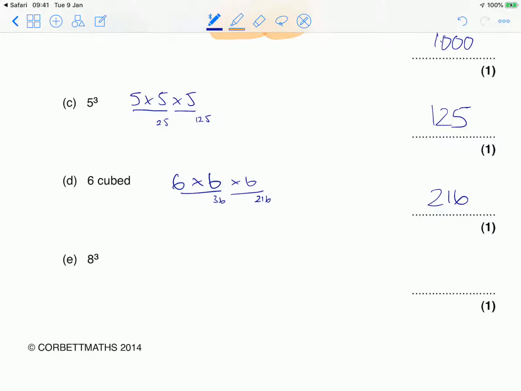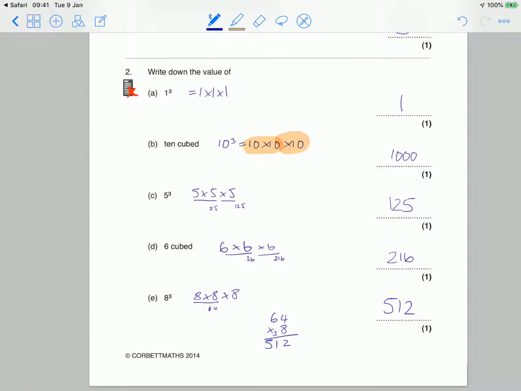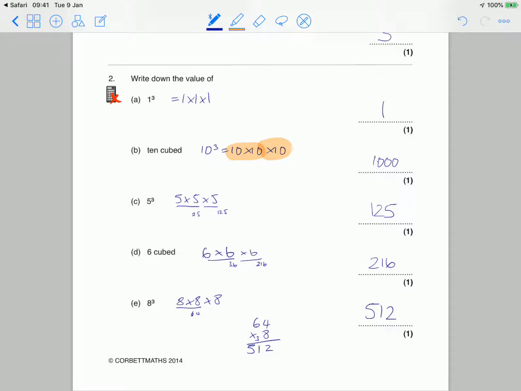And 8 cubed, so 8 by 8 by 8 again. 8 eights are 64, and then 64 times by 8 is 512. Most of the time, the cube numbers that they ask about will be less than 125. So most of the time, we won't need to go higher than 5 cubed. But be prepared to do a bit of mental maths or a bit of multiplication if you need to.